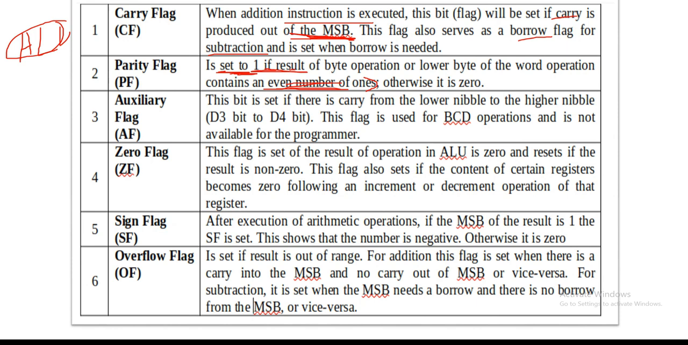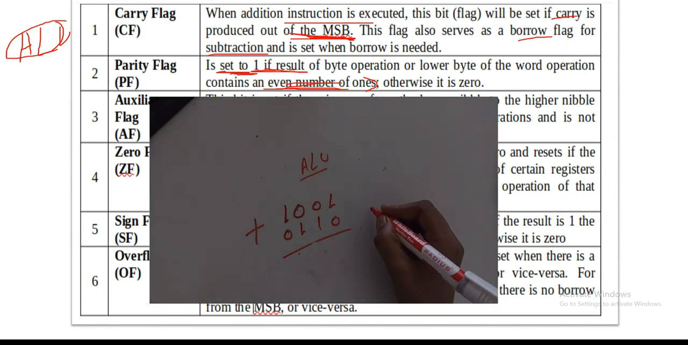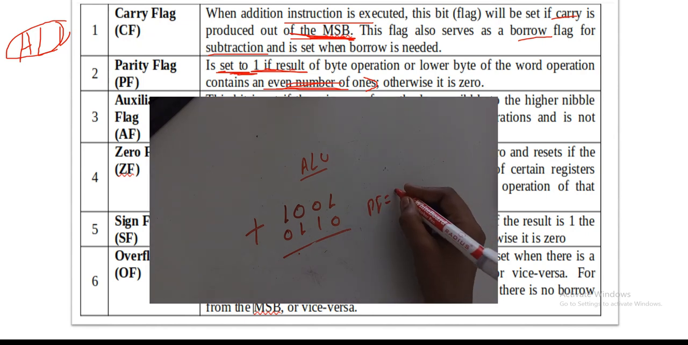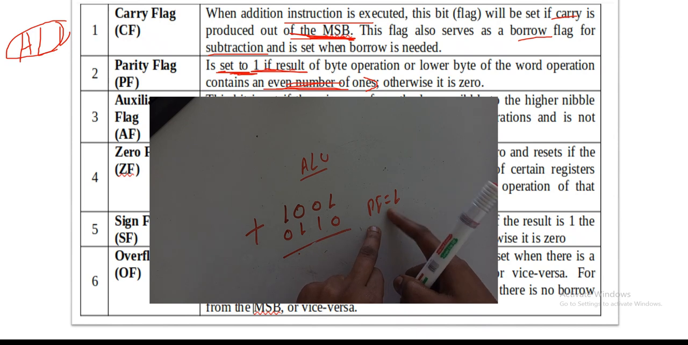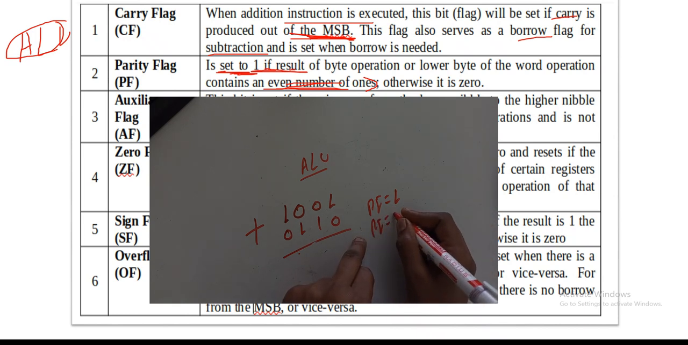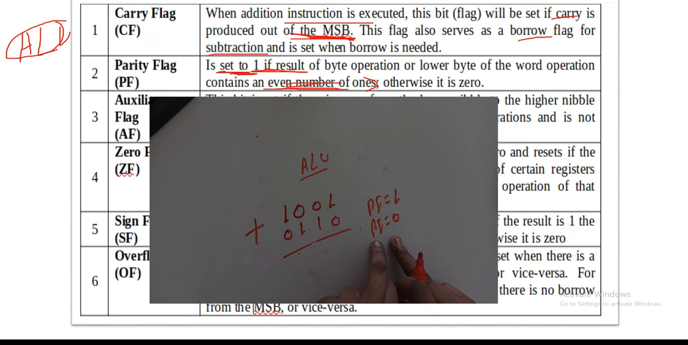Let's see this example. To get the parity flag, PF is equal to 1 when the number of ones in the result, when we count it, is even. Parity flag is equal to 0 when the total number of ones in the result is odd, the parity flag becomes 0, right?